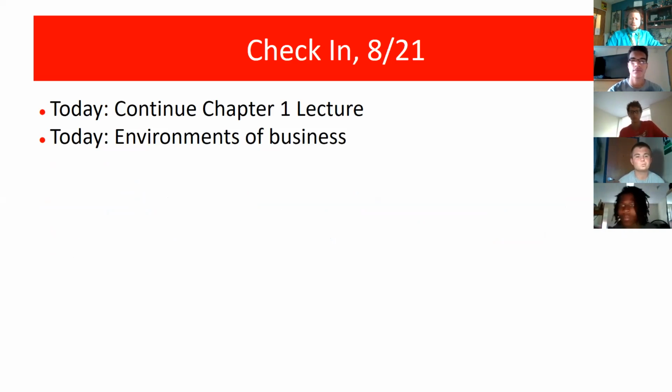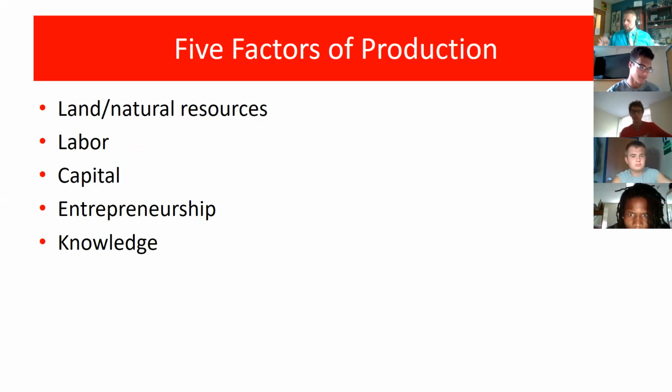Now today, we're going to continue chapter 1, and we're going to get into some group work on the environments of business. So again, this will be one of those things that could be great, could not work out well. We're all going to find out together. Now we left off talking about the 5 factors of production.